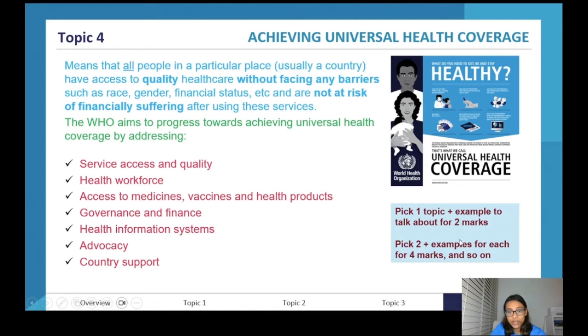When you're answering a question about it, you want to pick one of these if it's a 2-mark question, plus an example of the topic of the point and the strategy, the way of doing it. You want to use an example and then elaborate on everything, link it together, and that's a 2-marker. If it's a 4-mark question, you want to pick 2 and then examples for each of them, and so on.